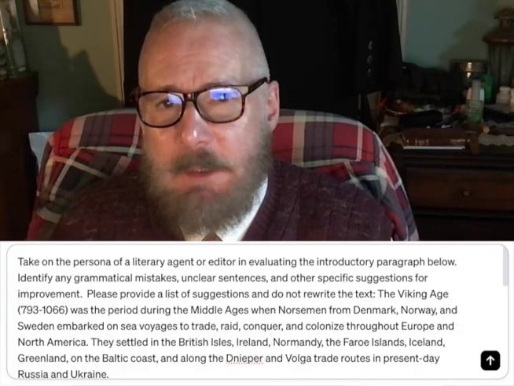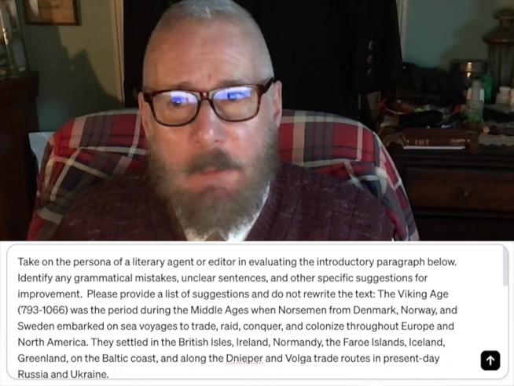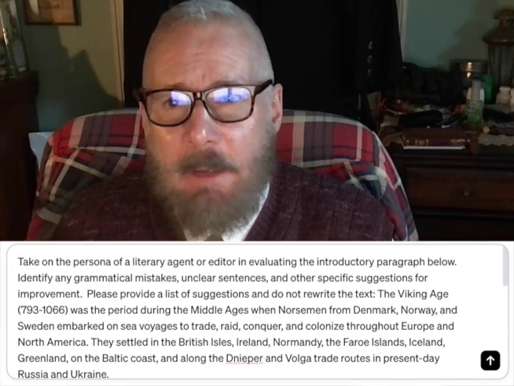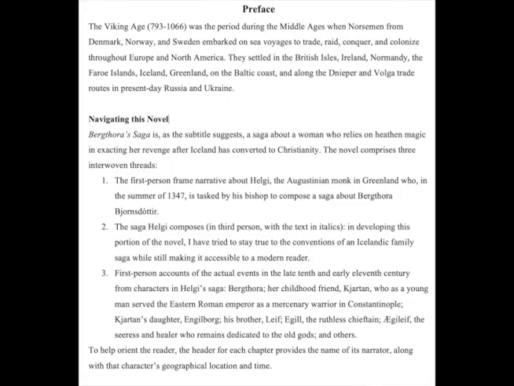So I'm specifying that I want ChatGPT to identify any grammatical mistakes, to identify unclear sentences, and any other specific suggestions for improvement that it thinks might be possible here. So I'm also asking it to just provide a list of suggestions right now and to, at this point, not rewrite the text yet. We'll get to that later. So here's the actual text.